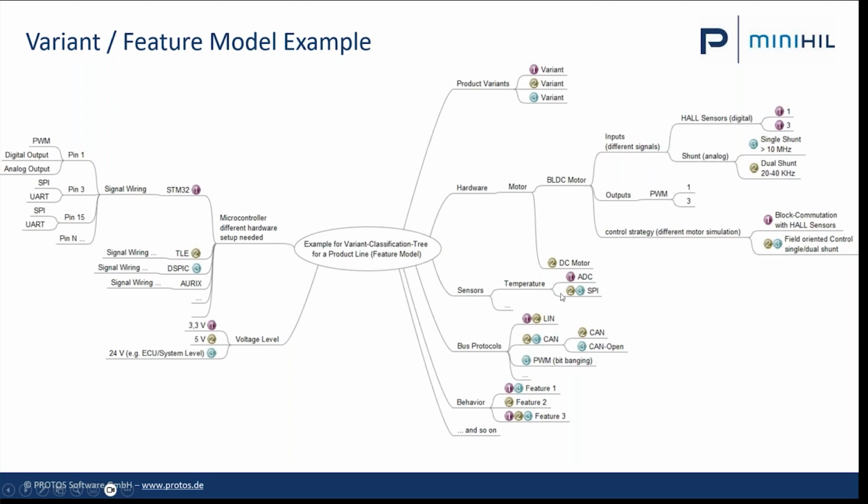Then also the temperature sensor could be based on an ADC. In another variant, you might have a temperature sensor attached to the SPI bus. Also bus protocols, LIN, CAN. That very often depends on the application you're building your component into, and so on and so on, and all those behavior variants. So that's just to give an idea on which levels certain things can vary in product lines. If you make bigger product lines, you might have very similar problems.